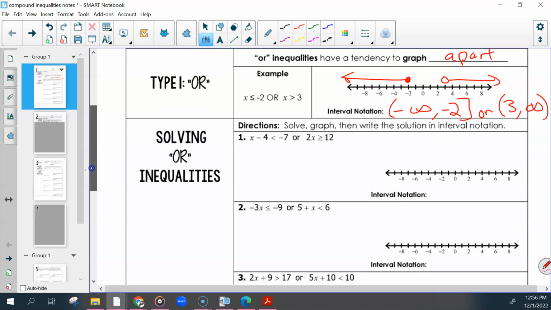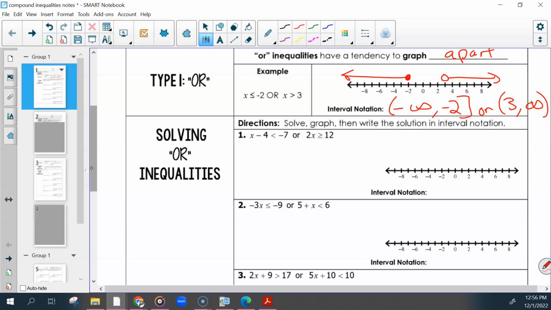So let's try number 1. So with our or inequalities, we're going to solve them separately. What you do to one, don't do to the other unless they're exactly the same. So for this first one, and it doesn't matter which one you do first, we would add 4 to both sides. For the other one, we would divide both sides by 2. After you find the two inequalities, you're going to write the word or in between them. So that would be your inequality answer.